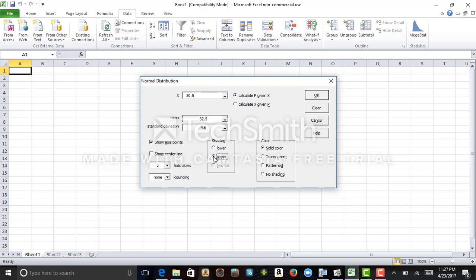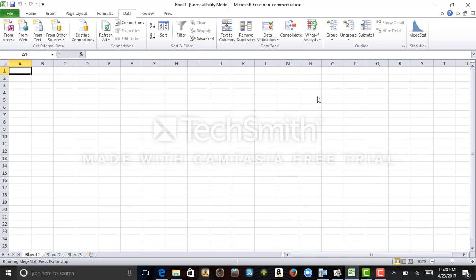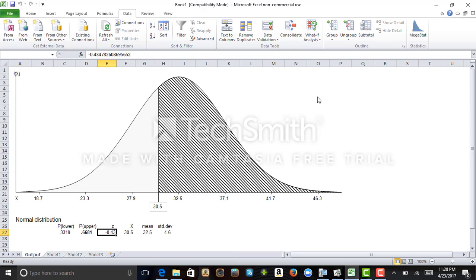And it says greater than, so we're going to click the upper bound. We can change this to our x or z value if we want to, and we can do the shading as a solid color, or transparent. Okay, let's click OK. So here, the mean is 32.5, the x value is 30.5, greater than, so shaded to the right. The area is the same, 0.6681, or 67%.